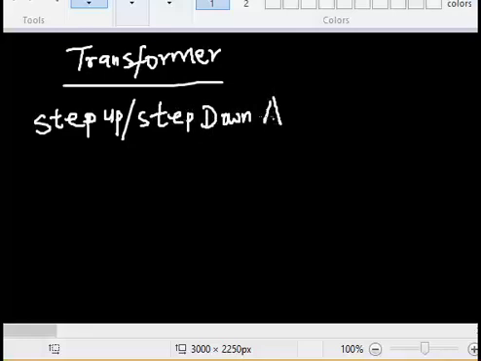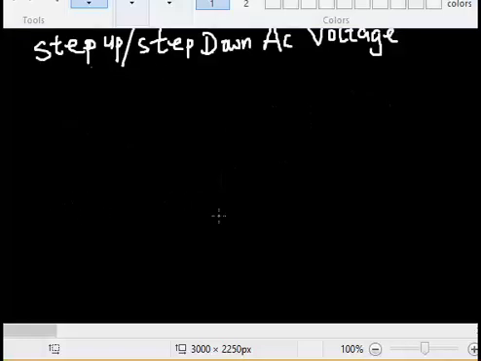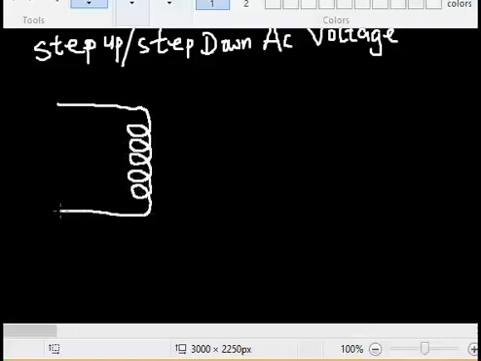And alternating AC voltage. That's what a transformer does. It either steps up or steps down AC voltage. Of course, it is made up of two coils that are mutually coupled together. One coil is known as the primary, which is wound around a core known as an iron core.